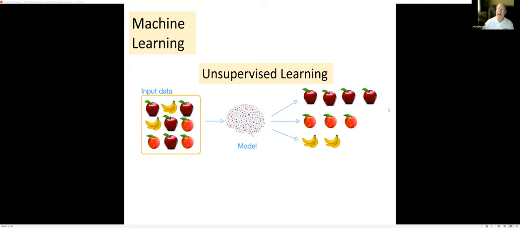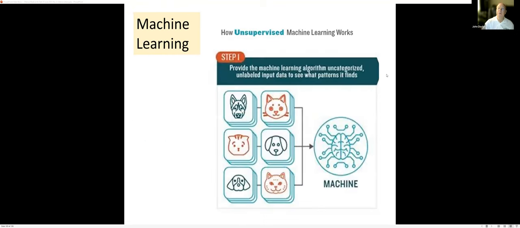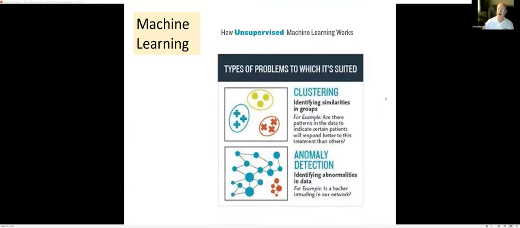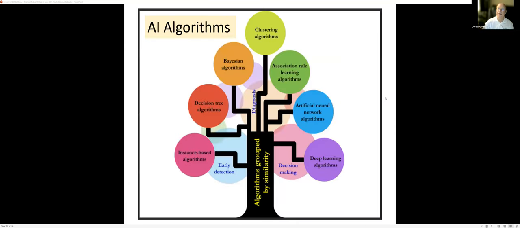You get input data and it sorts it out without being told what they are, based on morphological and other characteristics that they have in common. So that's unsupervised learning. Here, you provide the machine learning algorithm with unlabeled data and see what pattern emerges. It develops similarities. So one group is similar to cats. Another similarity group would be dogs. And this is useful for various kinds of problems, such as clustering and anomaly detection.